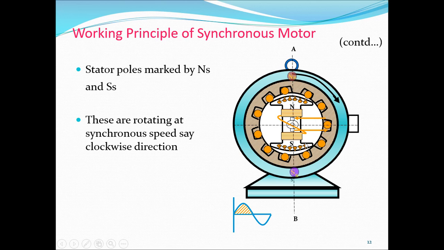Before the north pole reaches the bottom, the magnetic poles of the stator also change. South pole comes here, north pole comes here. Then automatically again they repel each other. North repels north and south repels south. Because of that, the rotor is fluctuating here as shown in the figure.